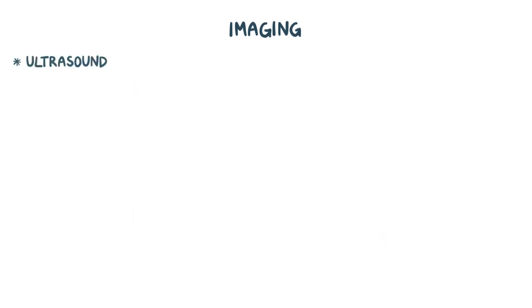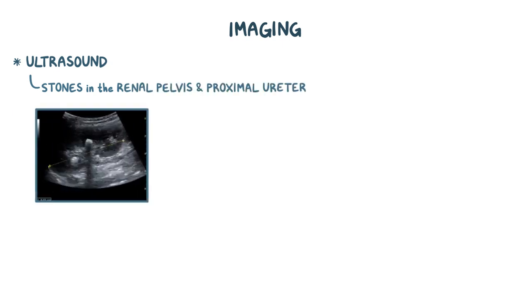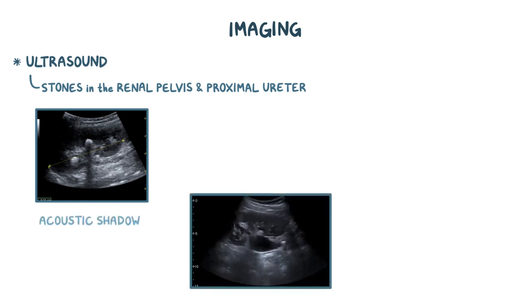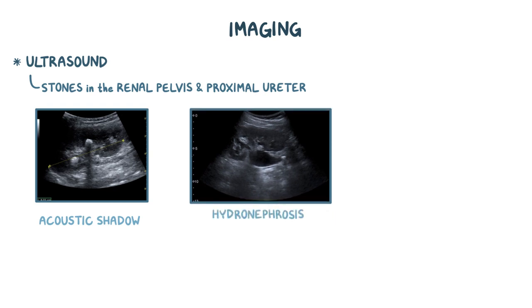When an ultrasound is done, stones that are located in the renal pelvis and proximal ureter can be seen. The stones are easily identified on the ultrasound because they cast an acoustic shadow. Additionally, indirect signs of obstruction may be seen on ultrasound, like hydronephrosis, which is when the kidney fills up with urine and swells.